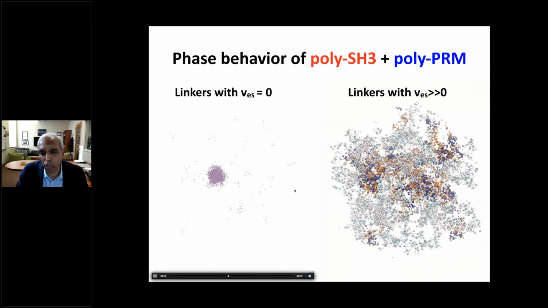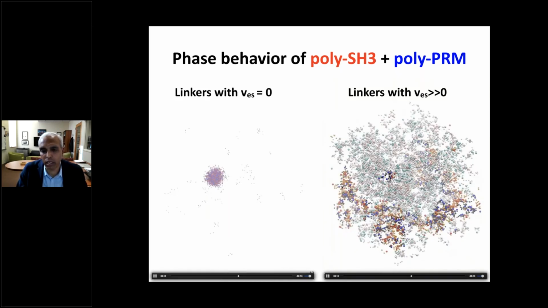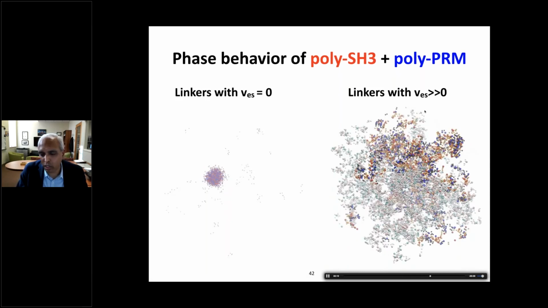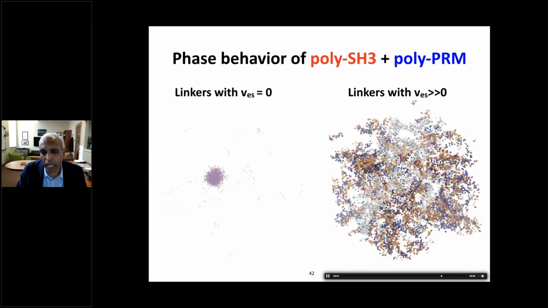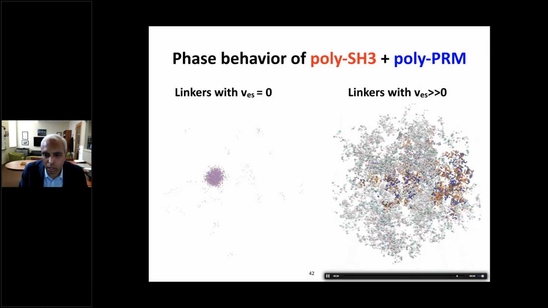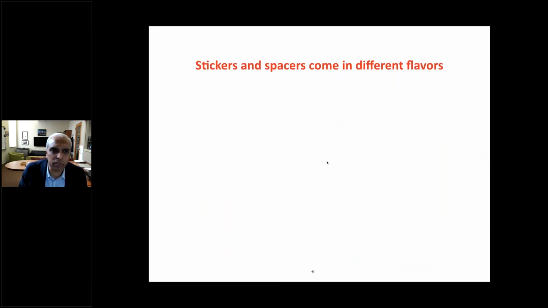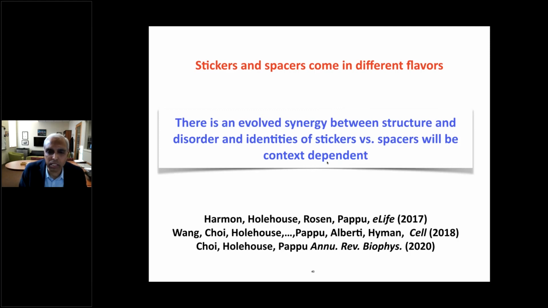Whereas if the linkers want to preferentially interact with the surrounding solvent, one can make this highly connected network that would essentially resemble what many people would define as a gel. It basically doesn't undergo condensate formation or phase separation, whereby you see spherical droplets forming. So what this says is that stickers and spacers come in different flavors, and that there's possibly this evolved synergy between structured domains and disorder in terms of defining the identities of stickers and spacers.